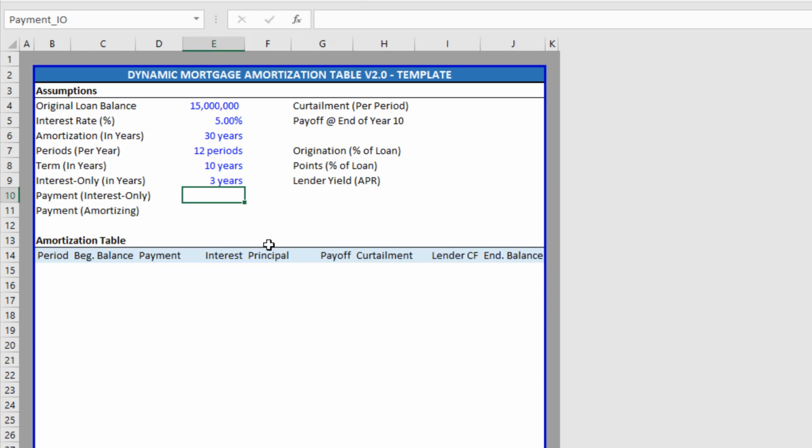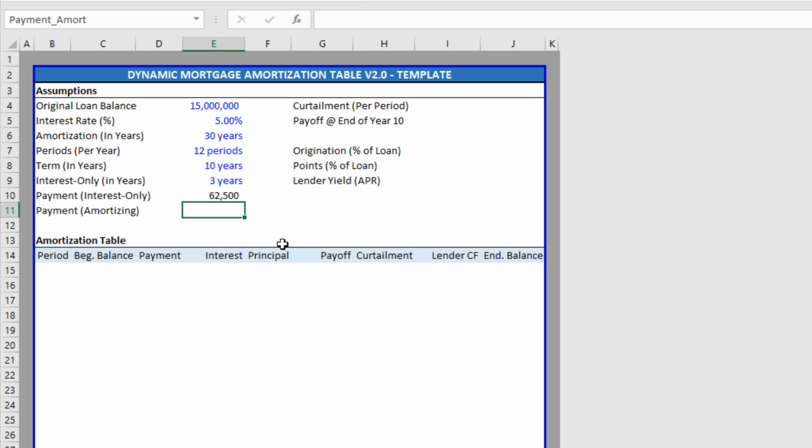Next we have payment. This is our first formula. And that's fairly simple, right? It is equal to the loan amount times the rate divided by the number of periods in the year, right? Because there are 12 payments in every year. We take basically the loan amount times the rate that gets us the annual interest rate or the annual payment, and then we divide that by the number of periods to get us to an interest-only payment of $62,500.